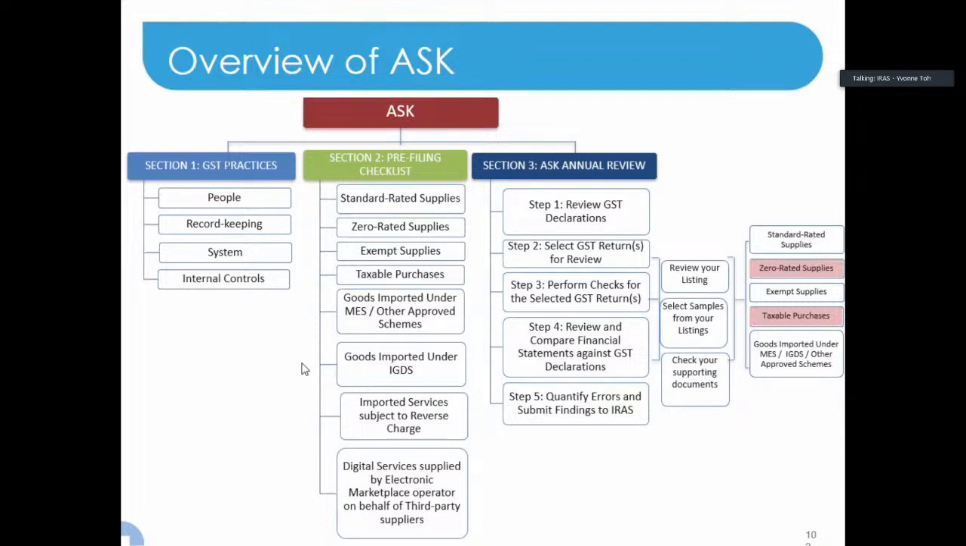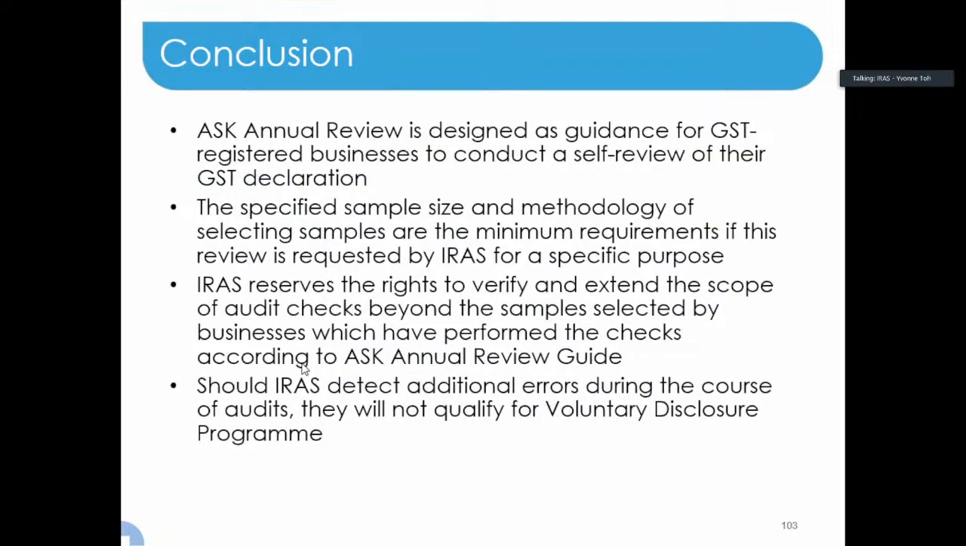In section 3 of the annual review, we cover the 5 steps that you need to perform to review for the past returns filed. Specifically, I have walked through the zero-rated supply checklist and the taxable purchase and the input tax claim checklist and how to fill in the respective templates. So this will therefore conclude the ASK annual review.